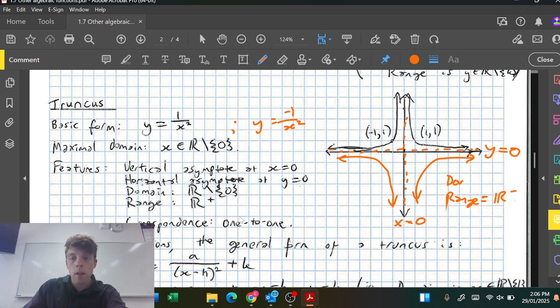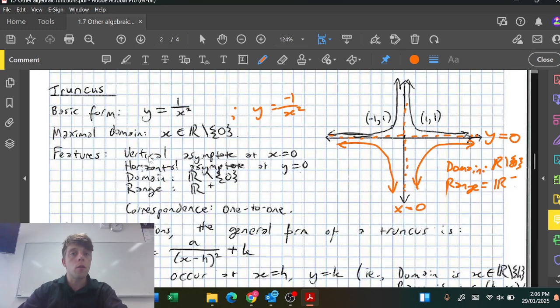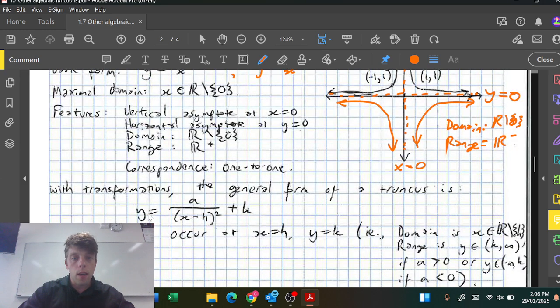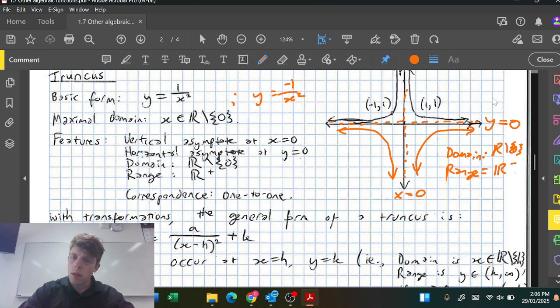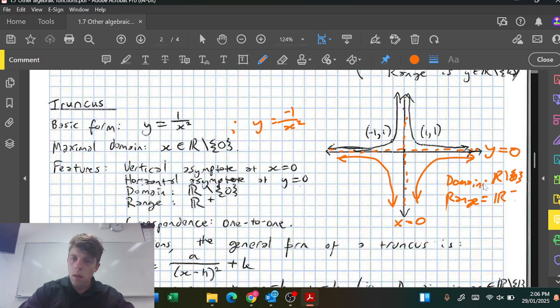The domain of that orange graph will actually be the exact same as the black graph above it. So again, the correspondence is 1-to-1. For every input, there's a unique output. With transformations, the general form of a truncus is... is the correspondence 1-to-1?